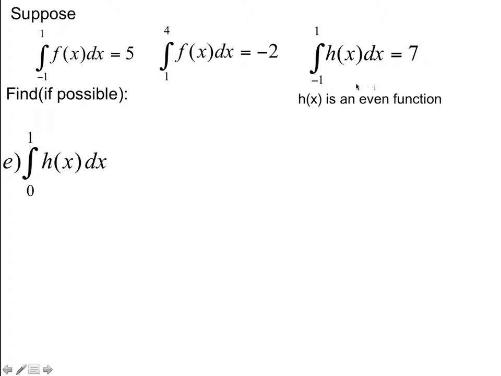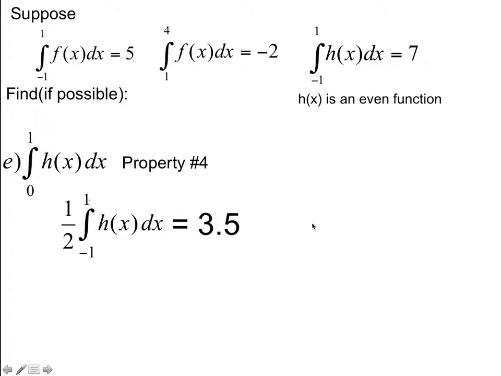And since we have this additional information, as long as it's symmetrical about the y-axis, symmetrical about 0, the left-hand side and the right-hand side are the same. So we know that this is then a property 4. We can split this, and we know it's half from -1 to 1. So it's going to be half of 7, which is 3.5. So there are some examples there.